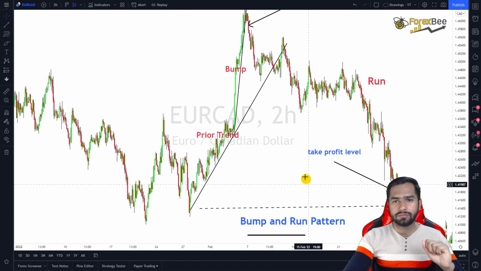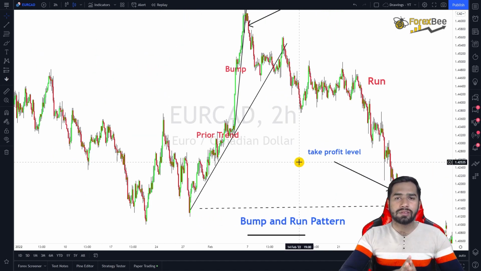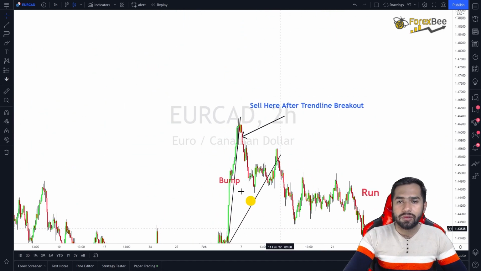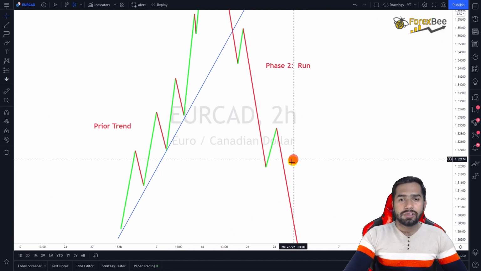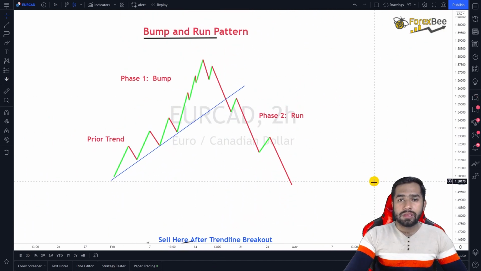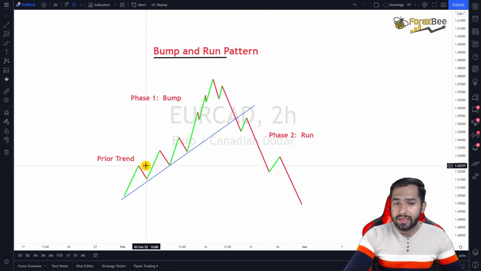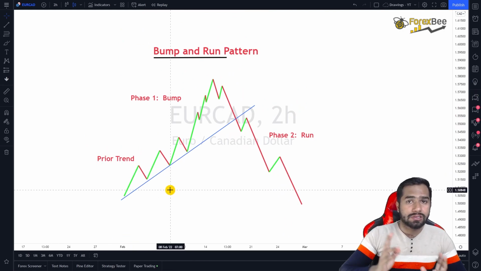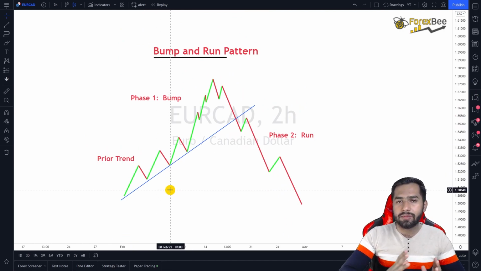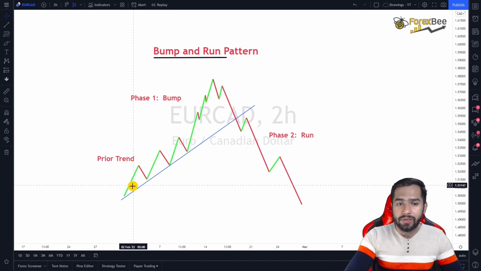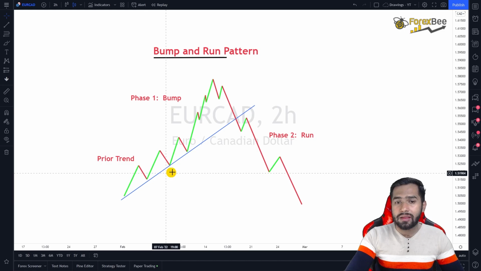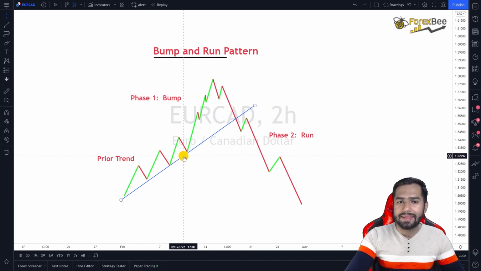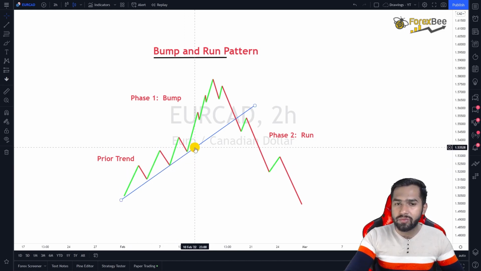Okay, so let me just repeat what we have discussed in this video so far. Let me just go above. First of all, we discussed what the bump and run pattern is, and we saw that it consists of two phases. The first one is the bump and the second one is the run. The first one is the one which we detect before taking the position, and in this phase there is a prior trend that can either be a bullish trend or a bearish trend, and then there is a sudden impulsive move in the market.